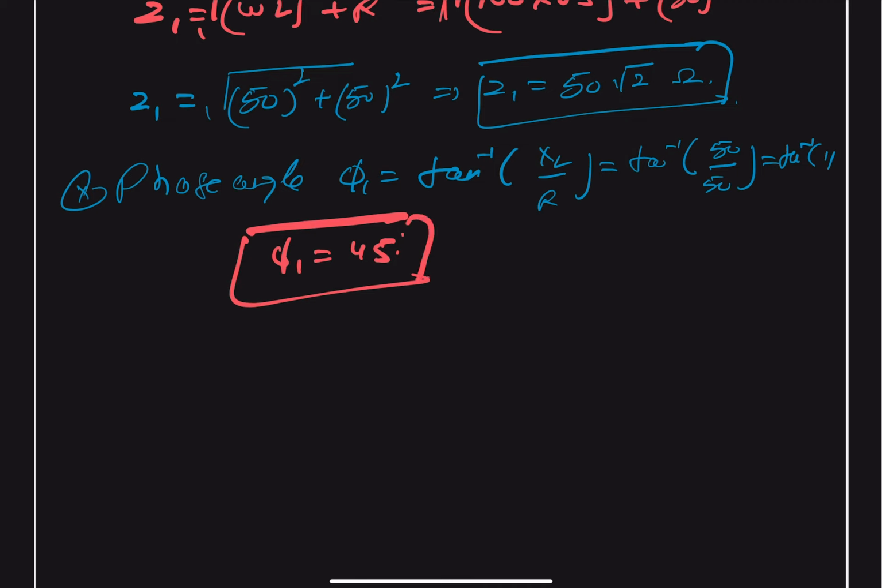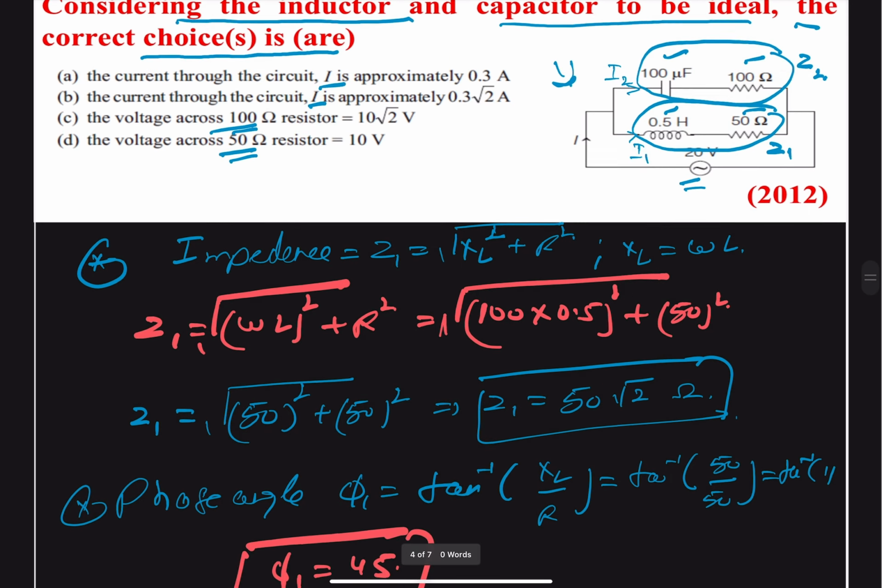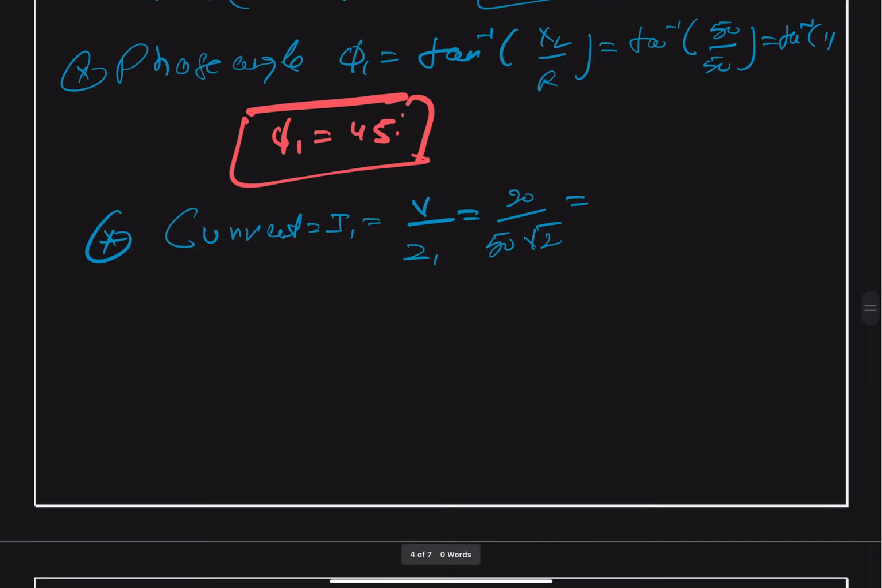We can also find out the current, which was our I1. So current I1 is equal to V upon Z1, and V was our 20 volt, Z1 was our 50 square root of 2, and I think, okay, total current is given, not individual current.